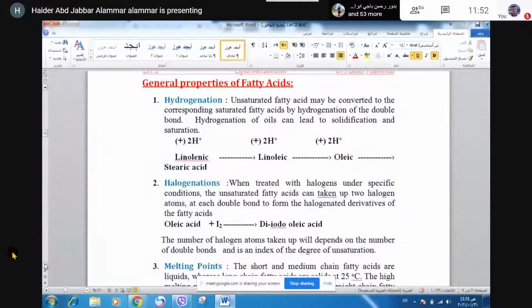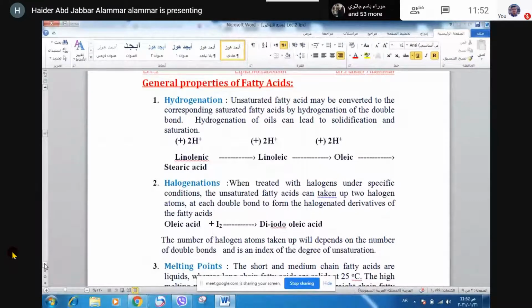I will jump to the most important thing, the general properties of fatty acid. Students, focus with me please, pay a little attention. The first property is called hydrogenation, and this is restricted to unsaturated fatty acids only. So the unsaturated fatty acid, in presence of hydrogen, may be converted to the corresponding saturated fatty acid by hydrogenation.